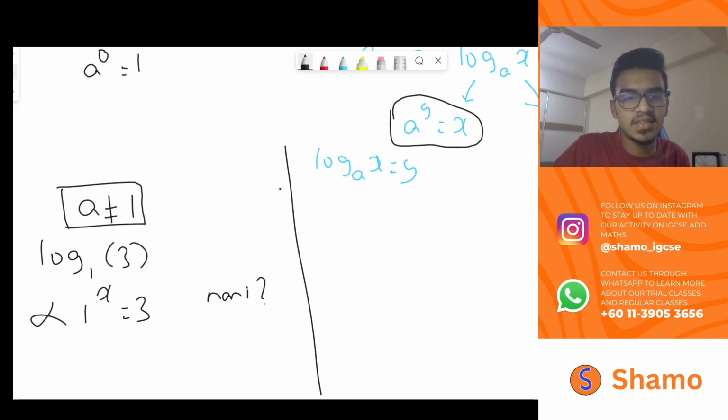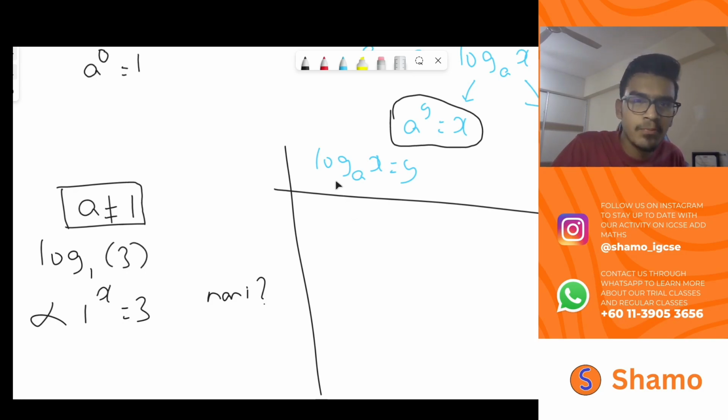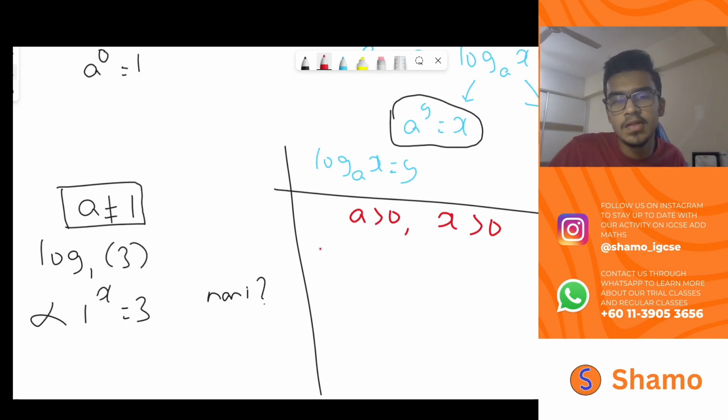Okay? There are 2 more, and both of them actually go hand in hand. And that is that a must be greater than 0 and x must be greater than 0. So the base must be positive and the argument must be positive. Now why is that? Let's try figuring it out with the help of an example.